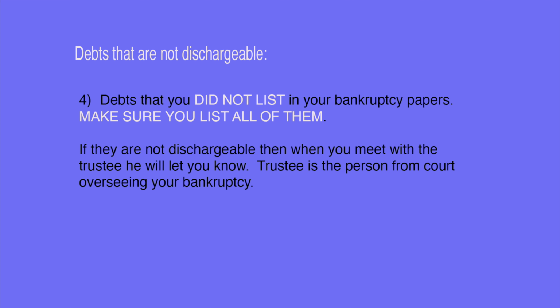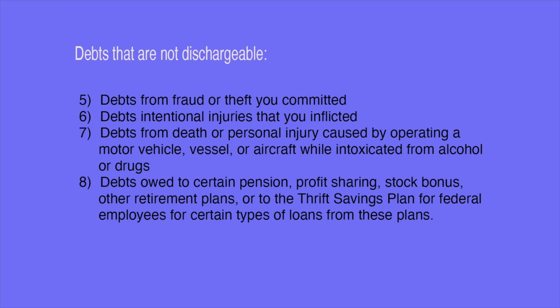If they are not dischargeable, then when you meet with a trustee, he will let you know. Trustee is the person from court overseeing your bankruptcy. 5. Debts from fraud or theft you committed. 6. Debts from intentional injuries that you inflicted.